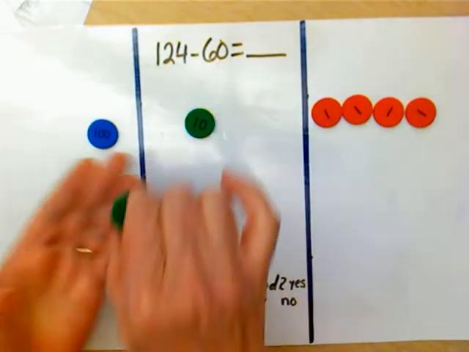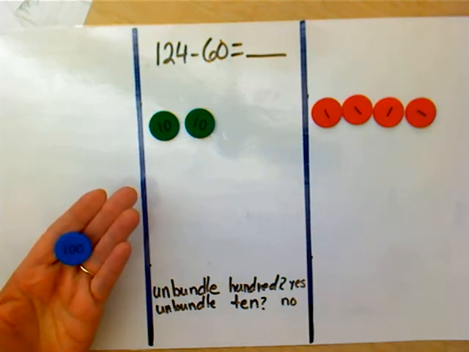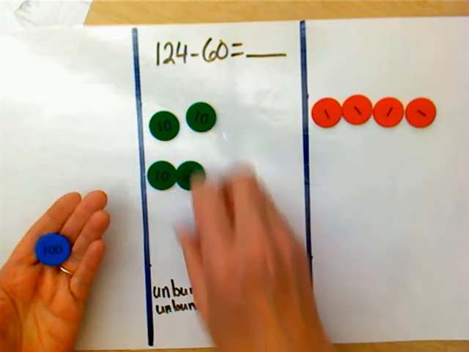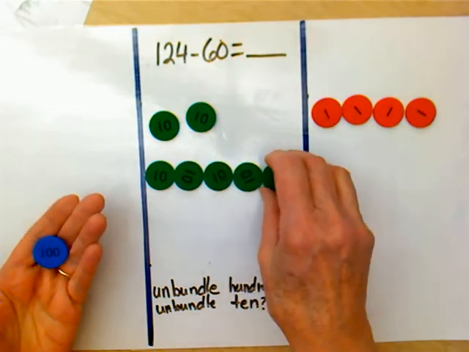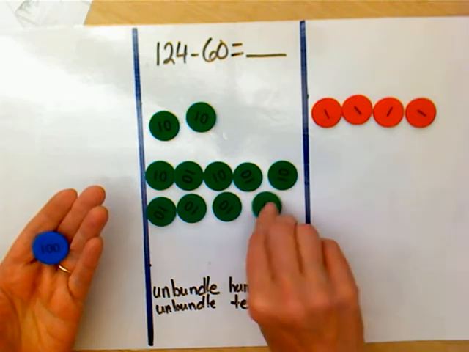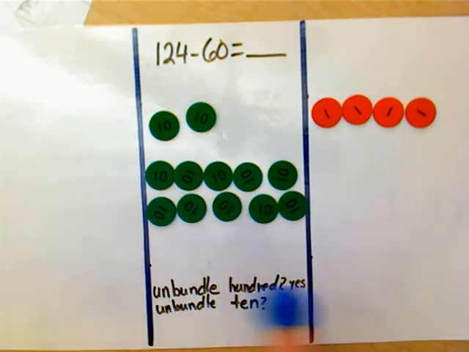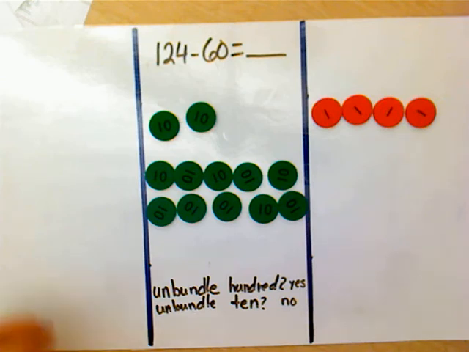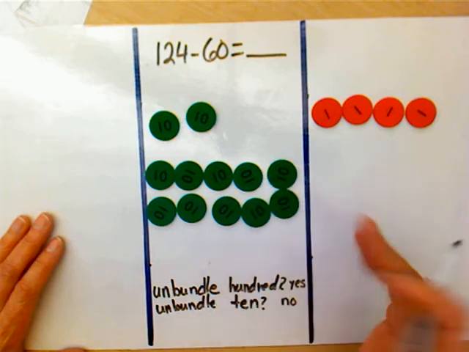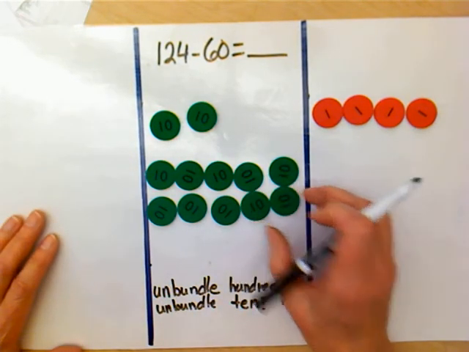So I'm going to take that 100 and I'm going to put it in my hand, and I'm going to count out 10 tens. 10, 20, 30, 40, 50, 60, 70, 80, 90, 100. So I've got 10 tens. Now that I have unbundled that, I am going to put it over into my pile, because all I did was make an exchange or unbundle that 100 for 10 tens.